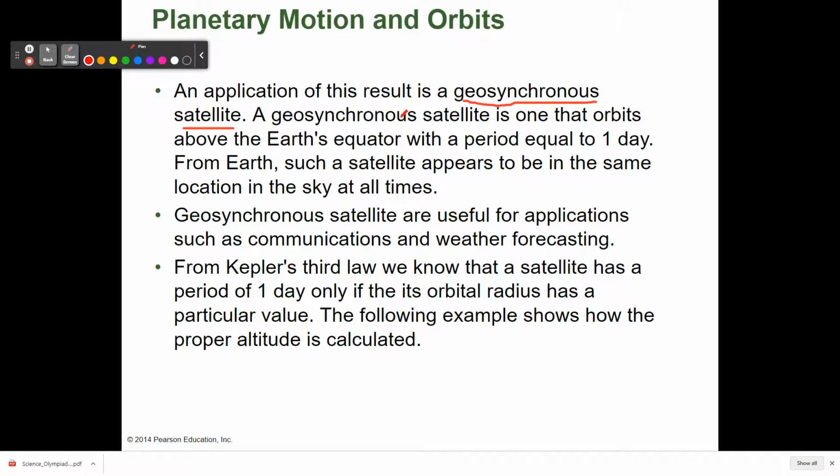From Kepler's third law, we know that a satellite has a period of 1 day only if its orbital radius has a particular value. So in order for it to have a period of 1 day, you have to put it at a certain height or radius above the Earth. And the next example looks at how we calculate what that altitude is supposed to be.